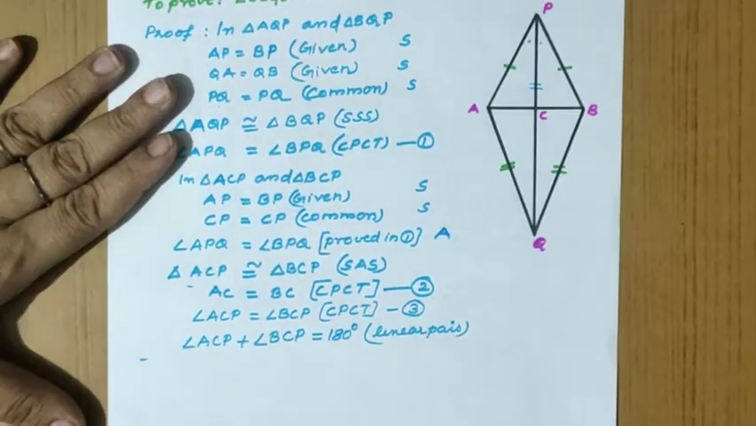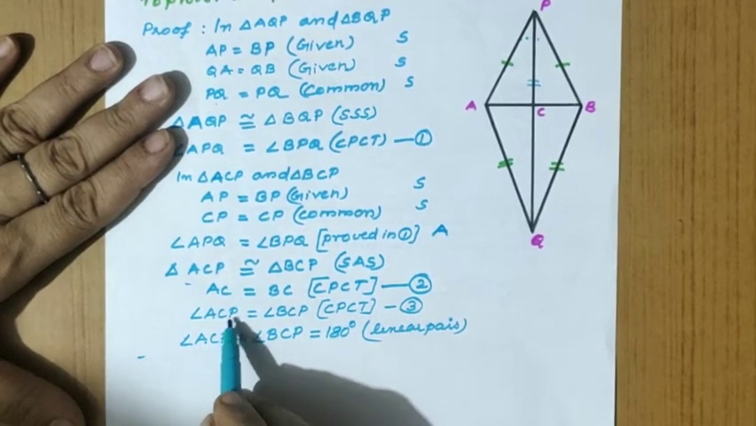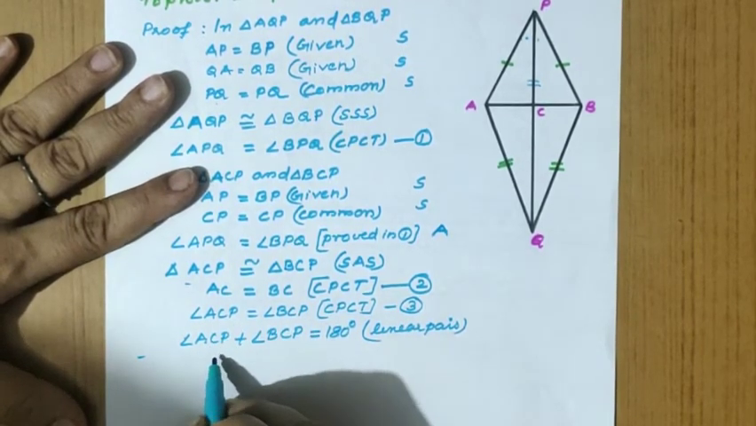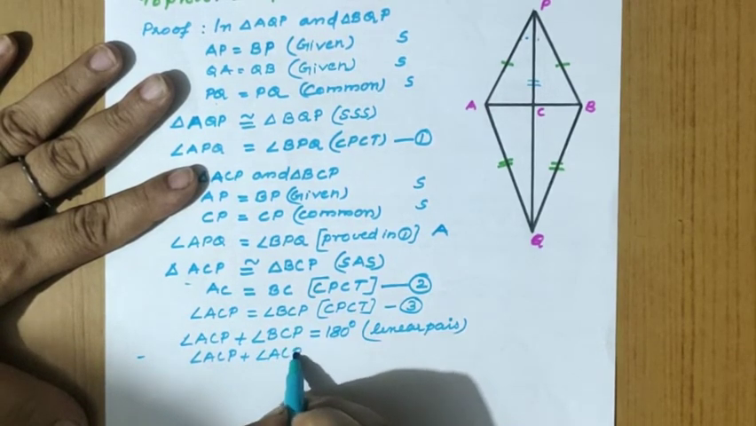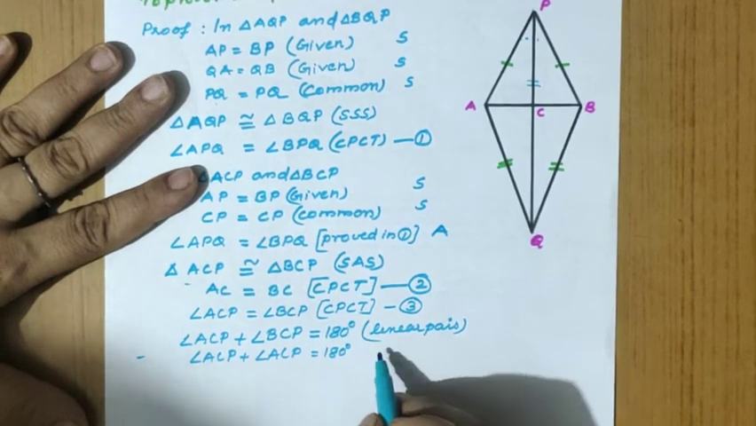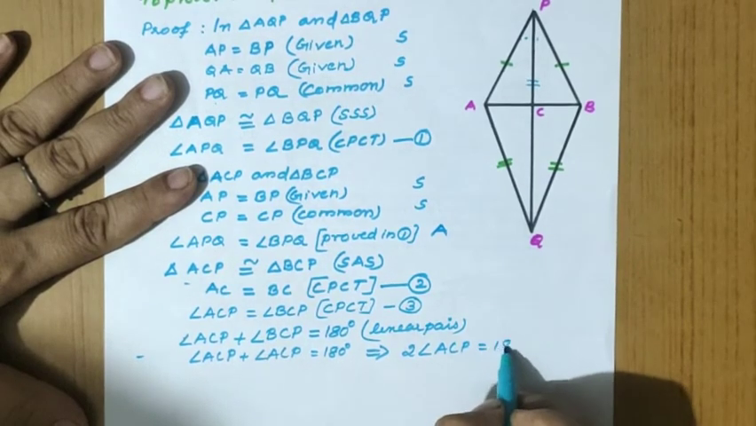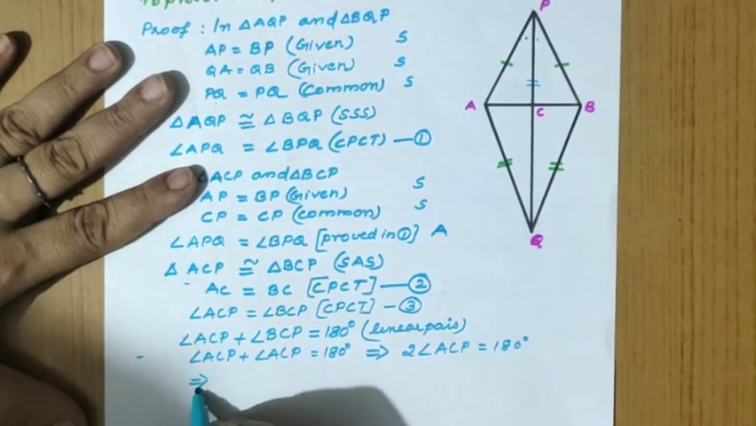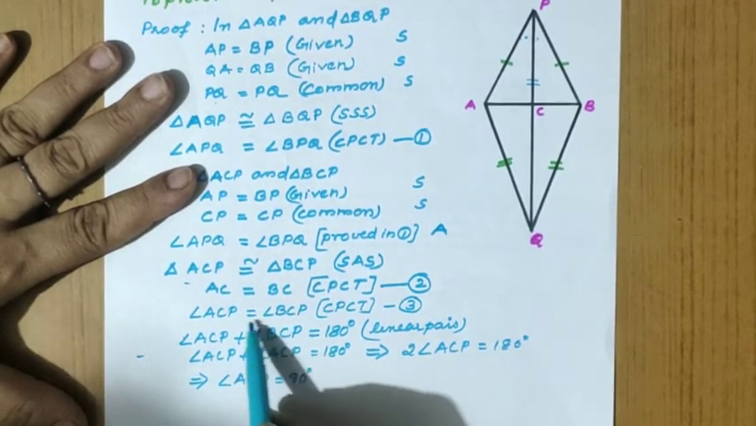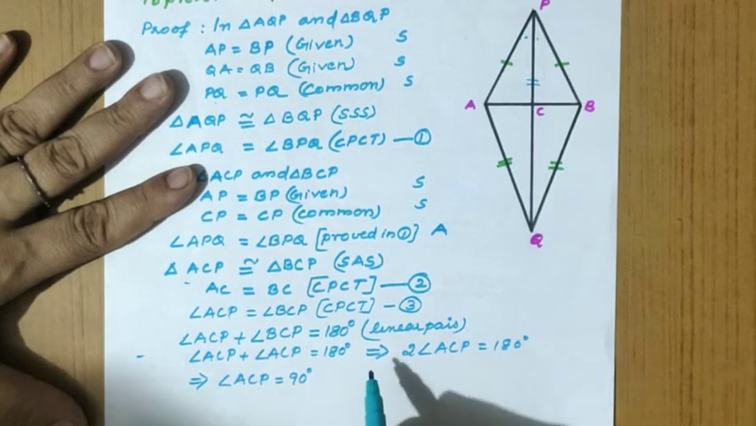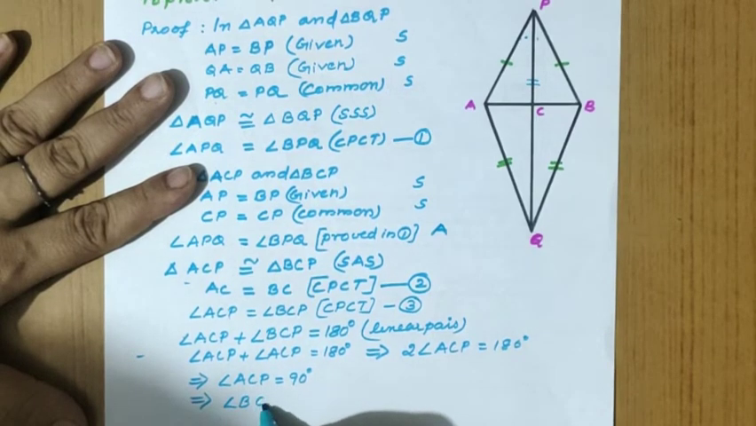Now we got it is a linear pair. Now from equation 3 you know that both angles are equal, right? So instead of BCP I'll write ACP only. So it is equal to 180 degrees. This implies 2 times angle ACP equal to 180. So what is the value of ACP now? The value of ACP equals 90 degrees. Now we know that ACP and BCP are equal, right? So this means angle BCP is also 90 degrees.